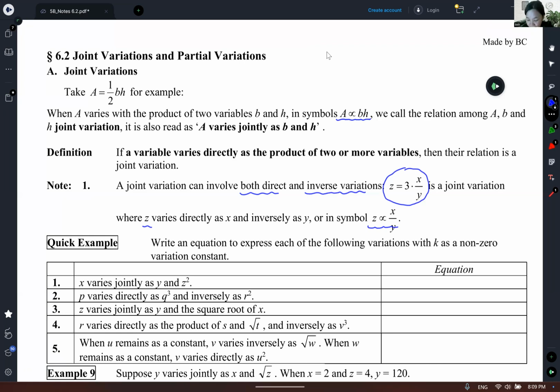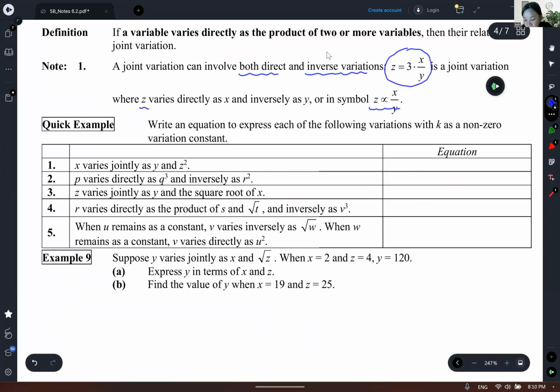So in simple terms, Z varies directly as X and inversely as Y. Now, because there are so many different ways to talk about the relations amongst three or more variables, I have a few examples to show you, and hopefully through all these examples, you will be able to distinguish from the description what kind of relation they have. So look at a quick example. In this example, you're going to write an equation to express the idea of the variation described, using K as the variation constant.